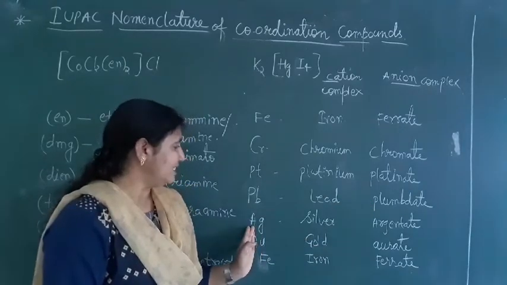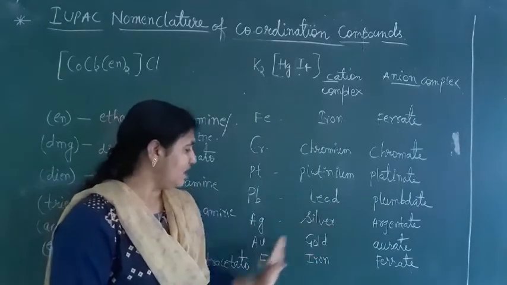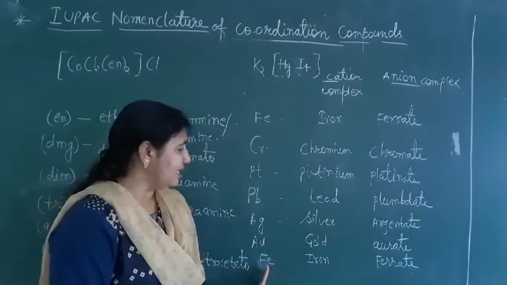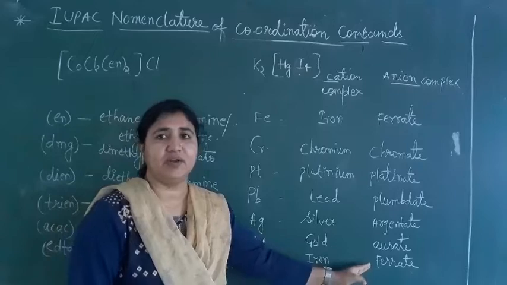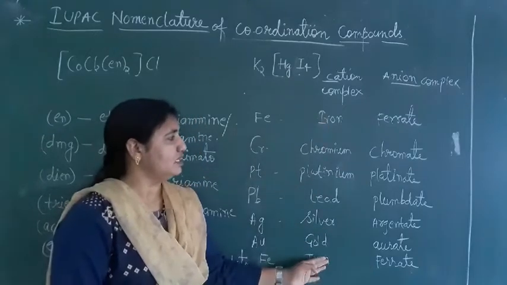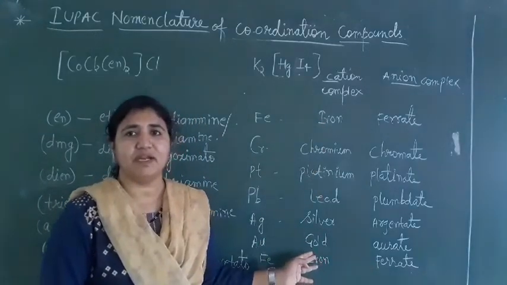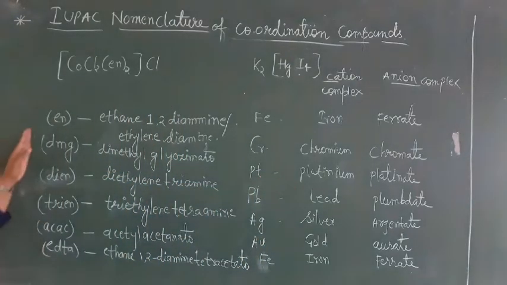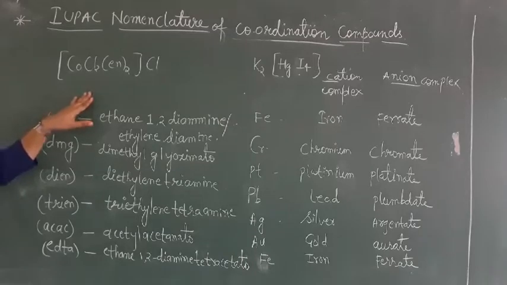Okay, for Ag silver it is argentate, for gold it is aurate, and for iron Fe it is ferrate here. So these are the important ones that we are going to see in the IUPAC nomenclature. Now, let's come to the cationic complexes: how to write the name in IUPAC nomenclature.